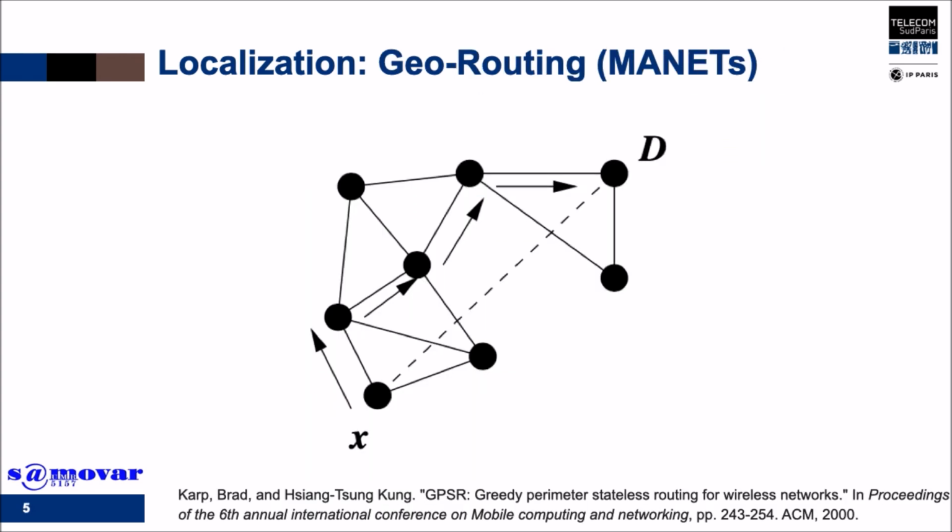Also, localization is used to power routing algorithms based on geographic location. If a node X wants to send some packets to node D, using the location of intermediary nodes, it can make an informed decision on the best path to follow.